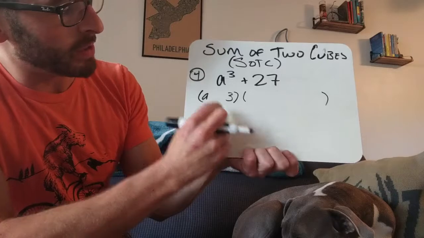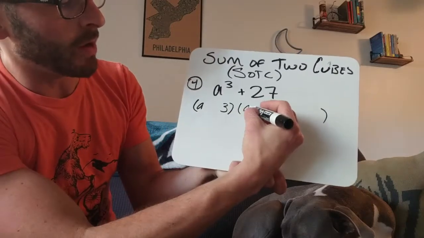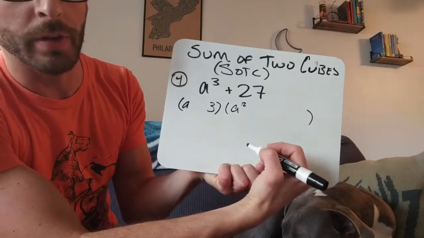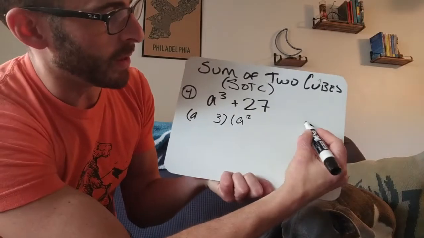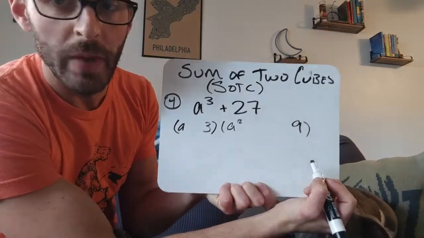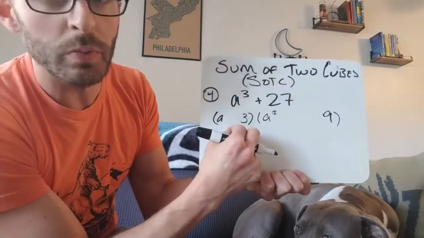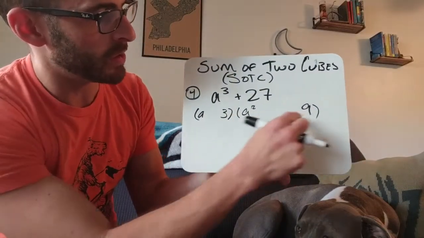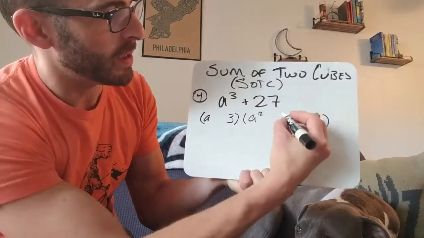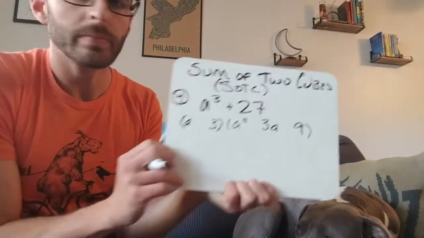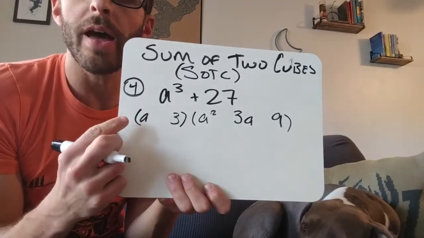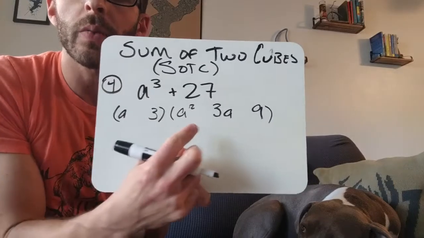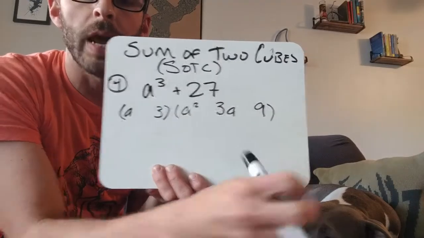In the big set of parentheses, we're going to square the first. Sound familiar? We're going to square the last. Sound familiar? And then we're going to squeeze, which means multiply, but we're not going to double. So, square the first, square the last, squeeze, don't double. Okay? So right now I have A, 3, A squared, 3A, 9.